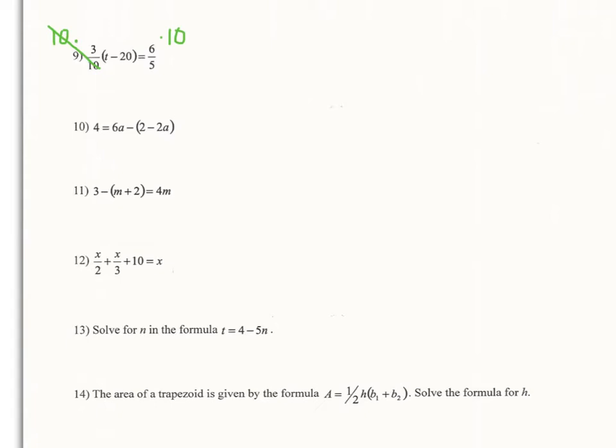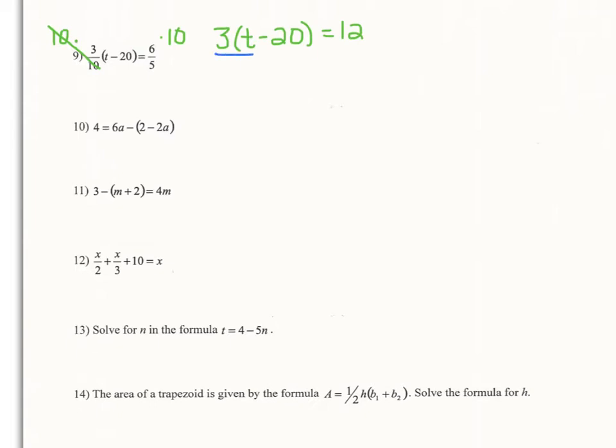So now I have 3 times t minus 20 equals, and then again, 10 times 6 is 60, and 60 divided by 5 is 12. From here, some of you may go ahead and distribute that 3. You're welcome to do that. There's nothing wrong with doing that.